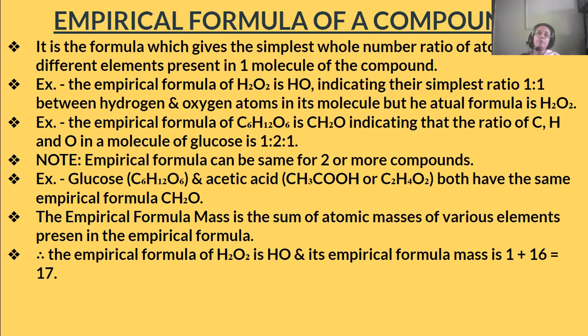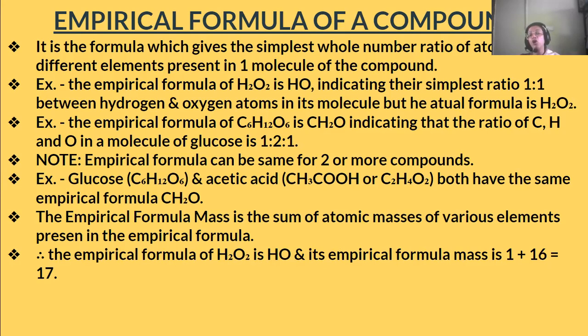For example, see, the empirical formula of H2O2 is HO. Okay, indicating the simplest ratio is 1:1 between hydrogen and oxygen atoms in its molecule, but the actual formula is H2O2. Actual formula is H2O2, but empirical formula is HO. Okay, that indicates that the simplest ratio between hydrogen and oxygen is 1:1.